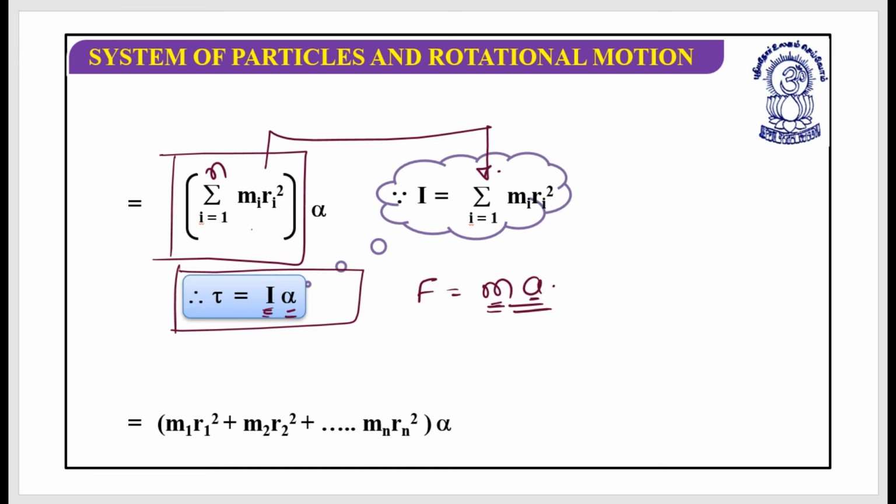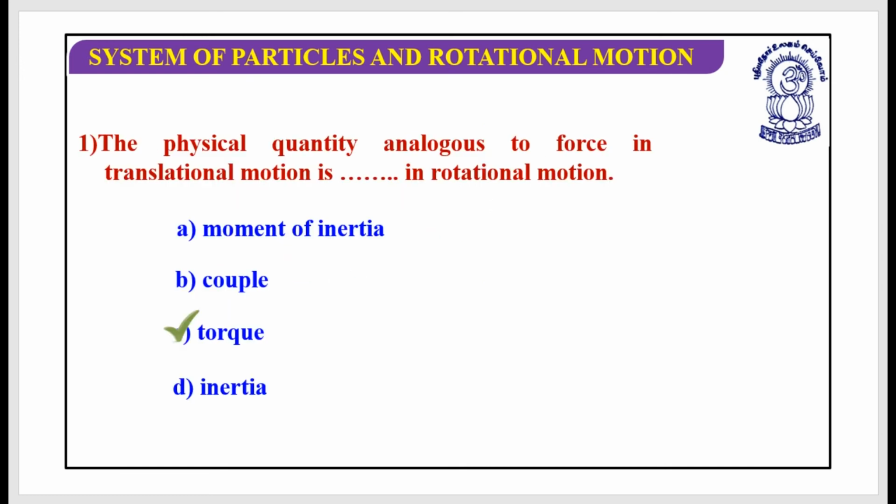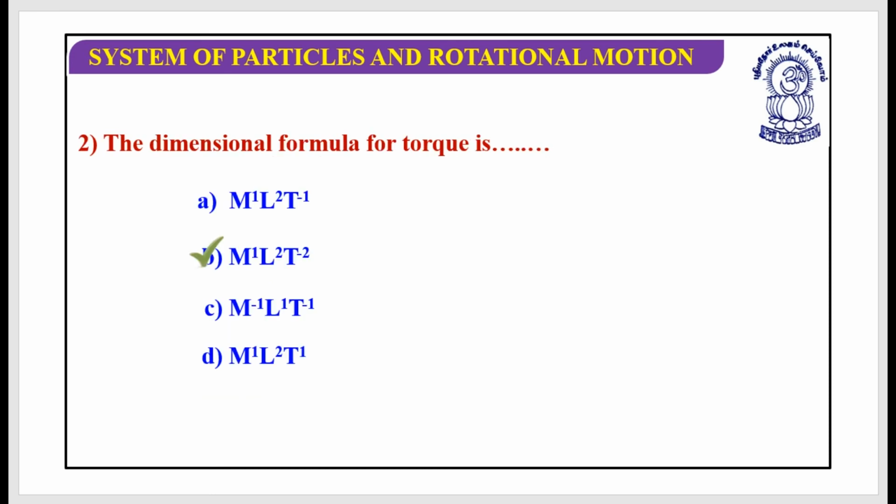Now let's look at a few MCQs, and then again we will move to the question answers, numerical questions I mean. The question is, the physical quantity analogous to force in translatory motion is blank in rotational motion. That means when we use force in translatory motion, we can use that analogue. In rotational motion, yes, we can use torque as analogous to force in the translatory system. Let's look at the next question.